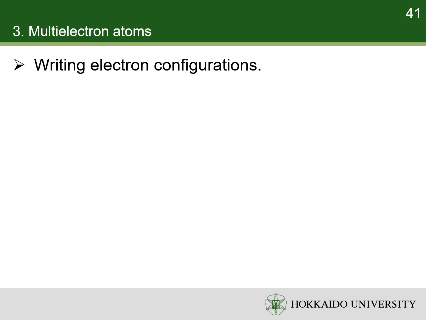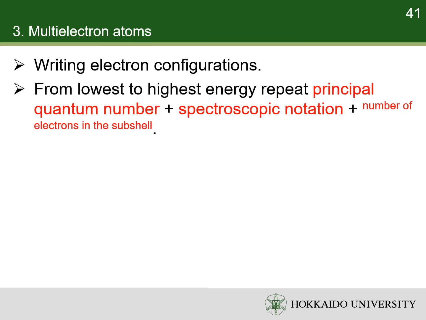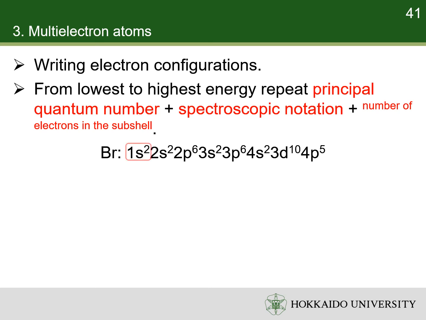The electron configurations can be written in the following way. From the lowest energy to the highest energy, write the principal quantum number of the shell, the spectroscopic notation of the subshell, and the number of electrons in the subshell in the superscript. For example, the electron configuration of bromine is shown below. From it, we know that there are 2 electrons in the 1s subshell. There are 2 electrons in the 2s subshell. There are 6 electrons in the 2p subshell, etc. The subshell with the highest energy is the 4p subshell.